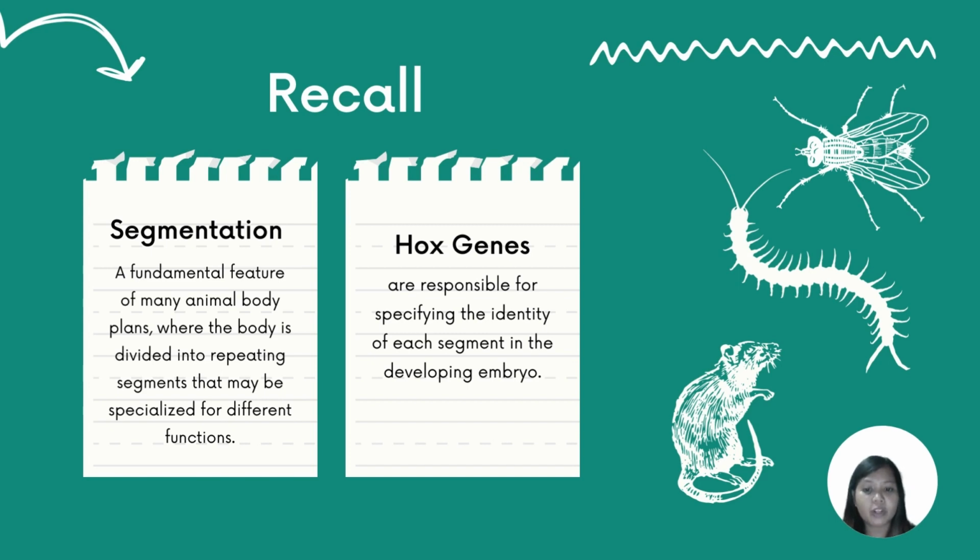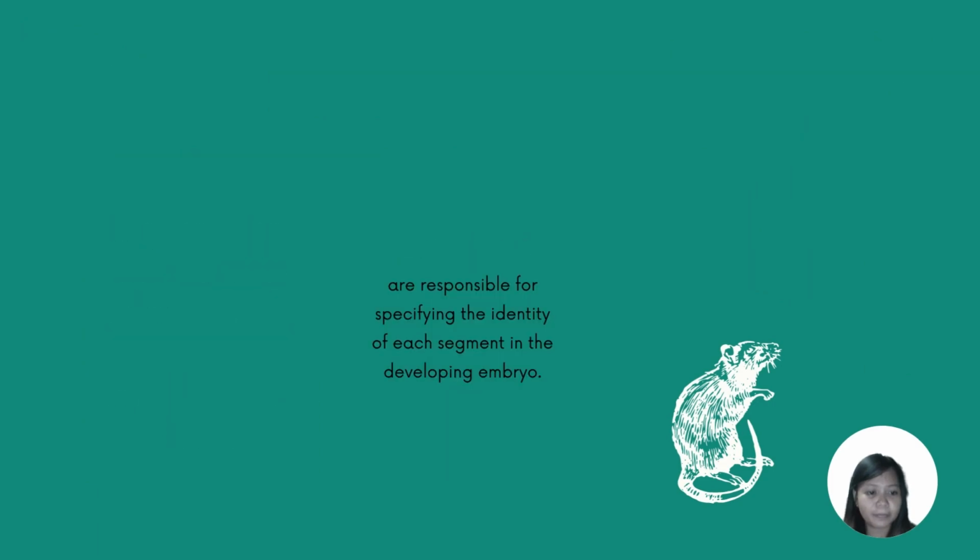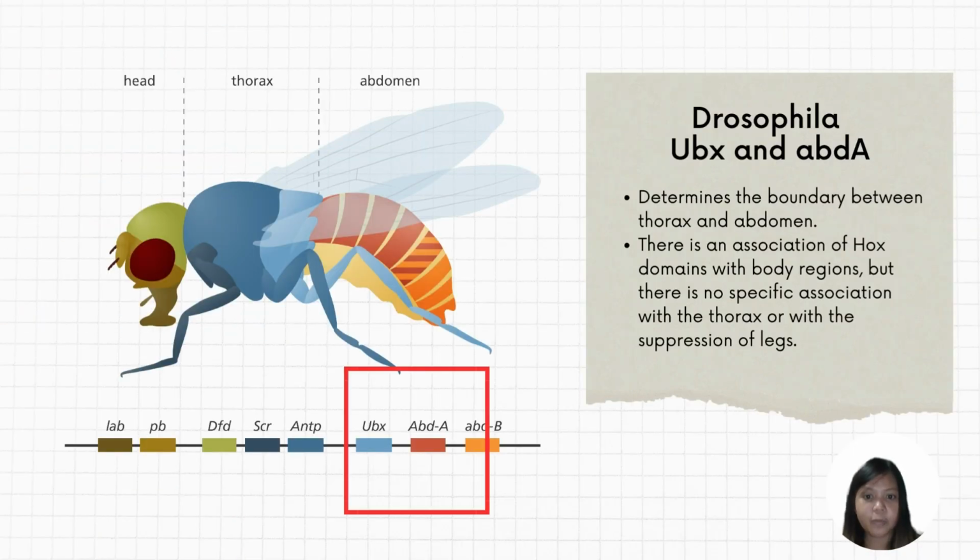So the segmented body plans are found in many different groups of animals. For instance, we can see these three different animals here, such as flies with six legs, mice with four, and the centipedes which have many legs. So as you can see, they have varying body plans. In Drosophila, UBX or Ultrabithorax and ABD-A or Abdominal A determine the boundary between thorax and abdomen. UBX specifies the identity and development of the third thoracic segment and the first abdominal segment. On the other hand, ABD-A is expressed in the posterior abdominal segments.